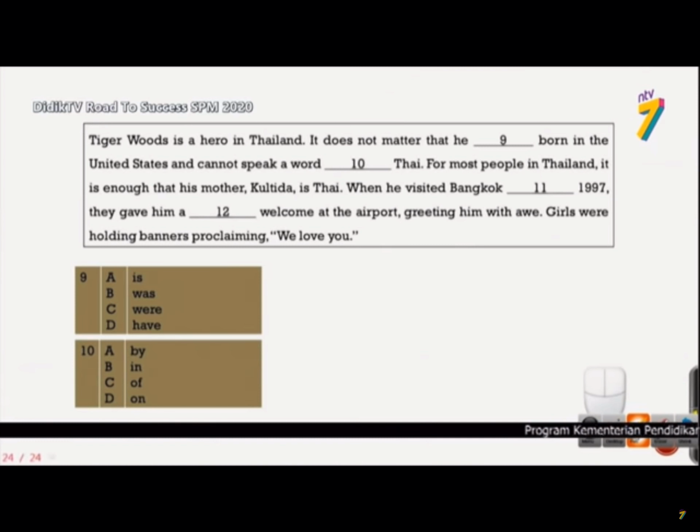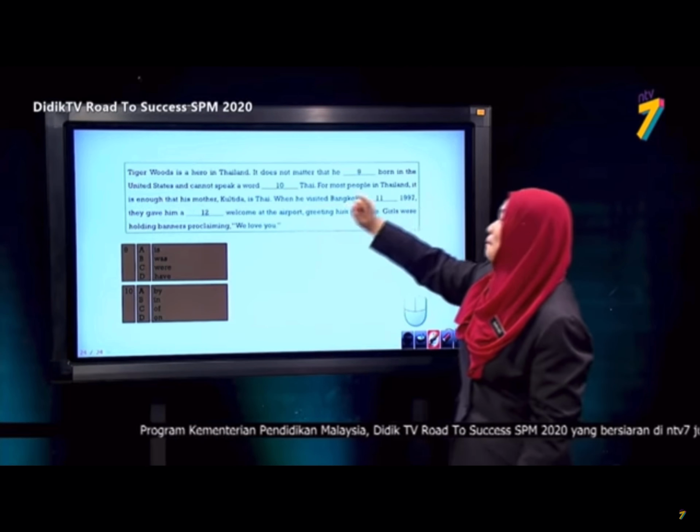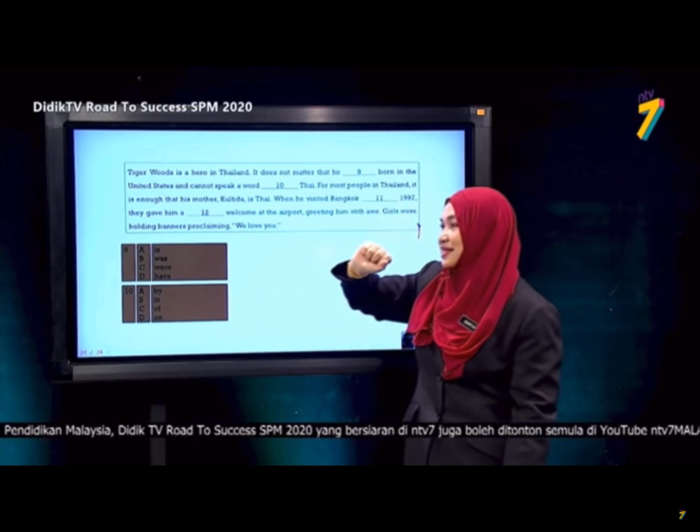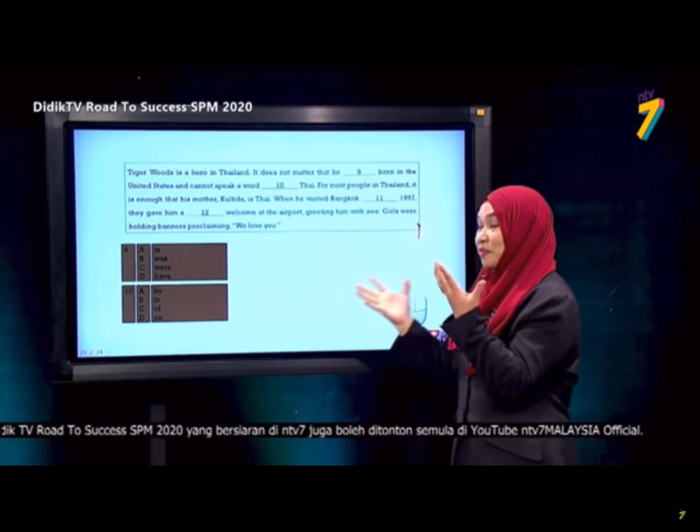Now look at number 9. We know this is present tense, right? Tiger Woods is a hero in Thailand. So this is present tense. But this sentence, it does not matter that he, something here, born in the United States. Was he born at that time or before that? Before that time. So what do you think the best answer is? Afiq, want to try? He was.